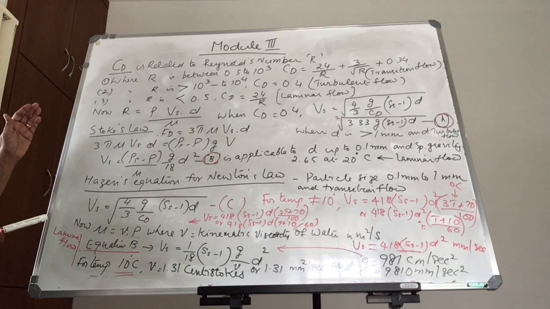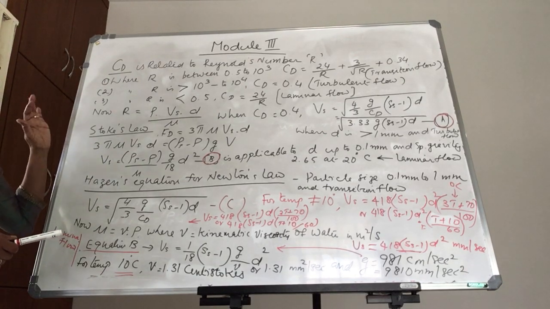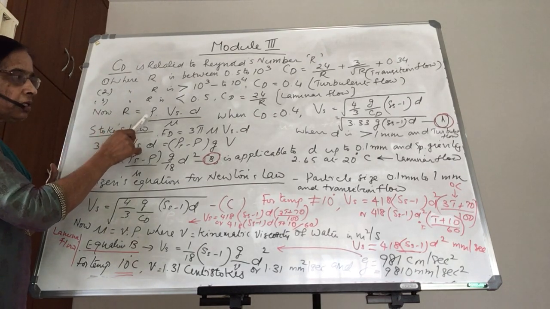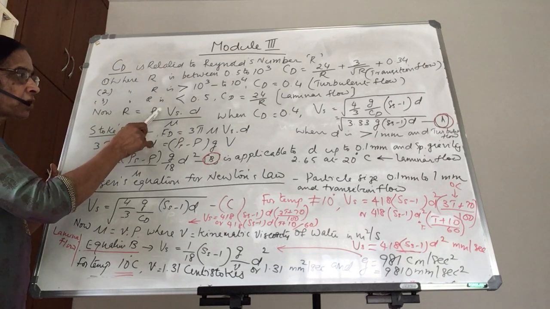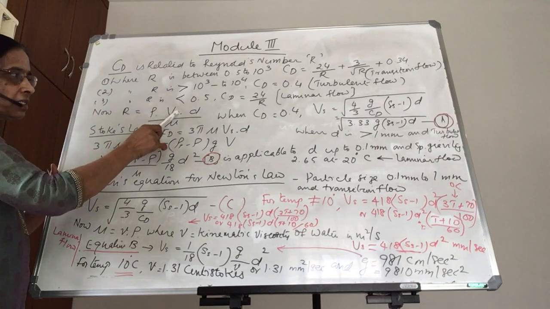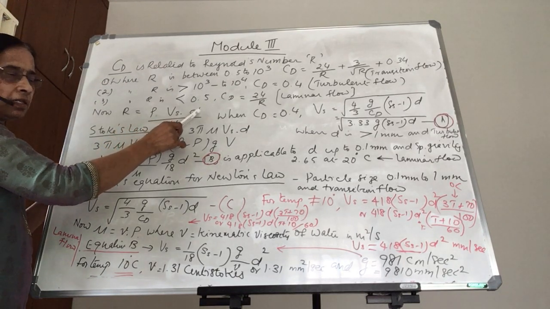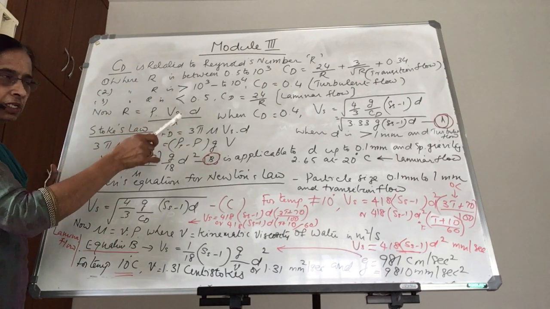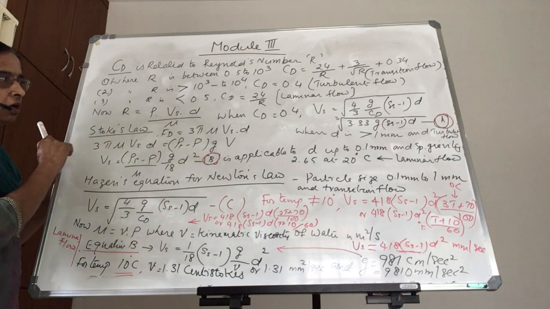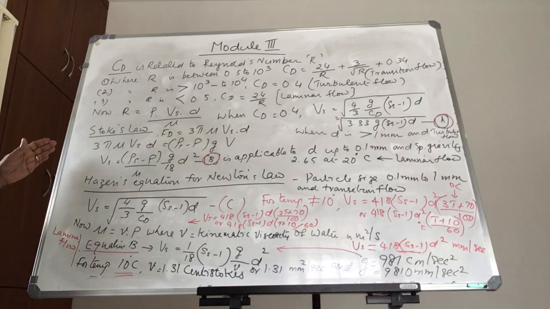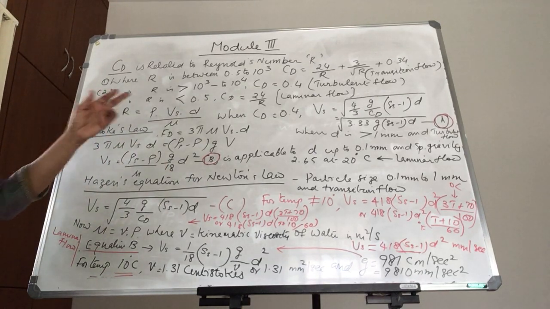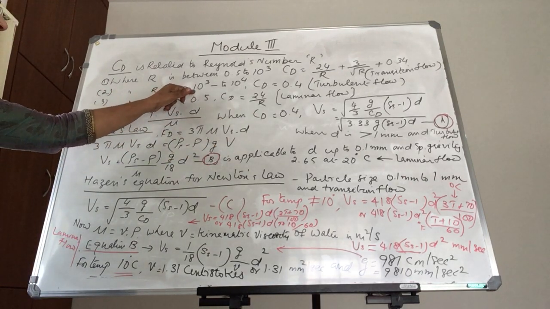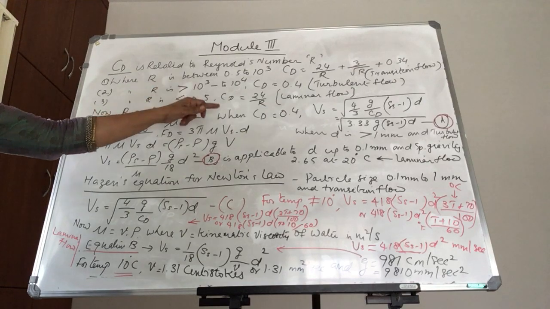Now coming to the equation again. What is R? The Reynolds number R is given by rho, the mass density of water, Vs, the settling velocity, and D, the diameter of the particle, divided by mu. What is mu? The viscosity, the absolute viscosity of the water. So now when CD is equal to 0.4, that means that is the turbulent flow condition.